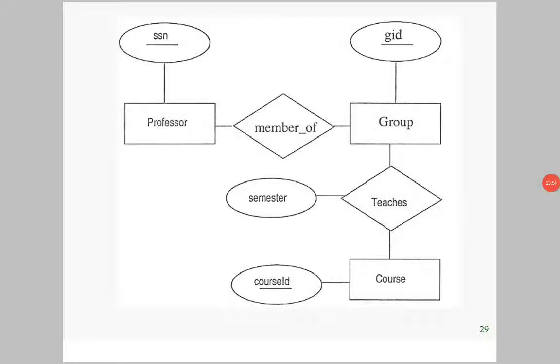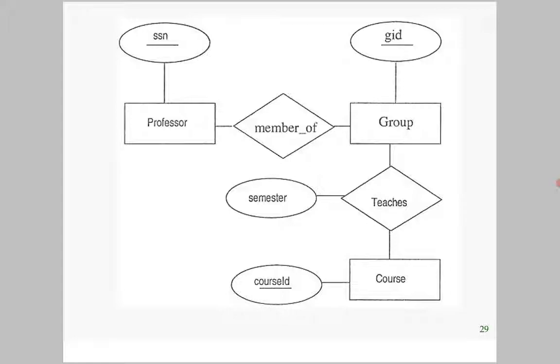So this is another example. In this example we are taking different entities: professor, courses, group, and two types of relationships are created, member of and teaches. Professor has an SSN number and group has a group ID, and teaches is a relationship having a semester field, and course is another entity having course ID. It is a primary key. Professor has a primary key like SSN number, and group has a primary key like group ID. So a professor is a member of some group.